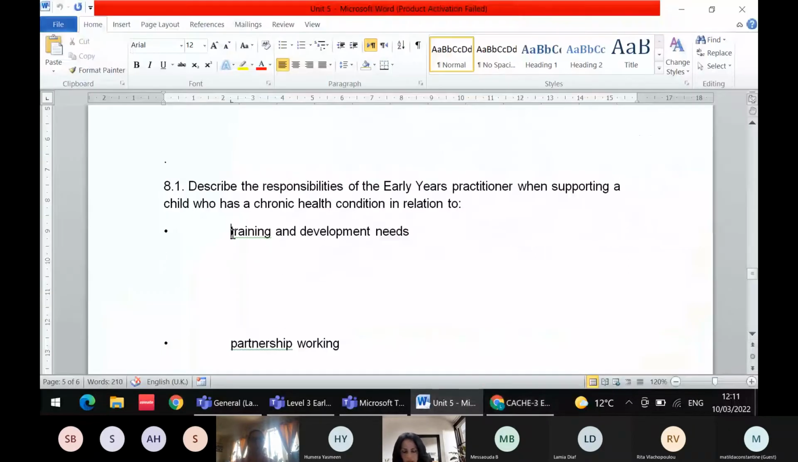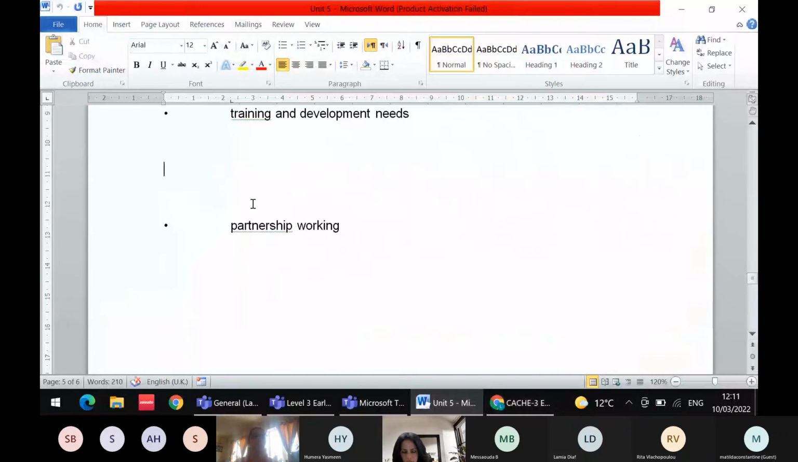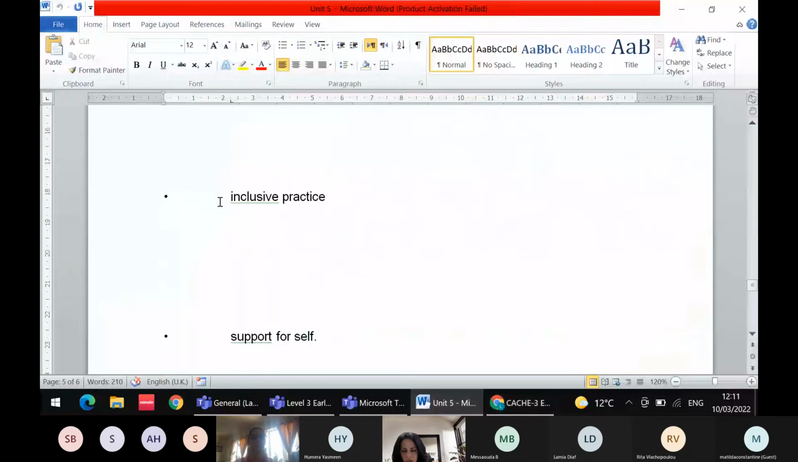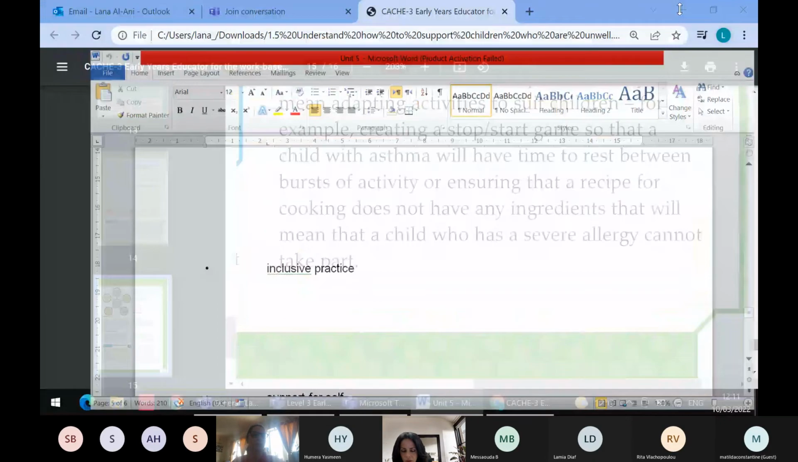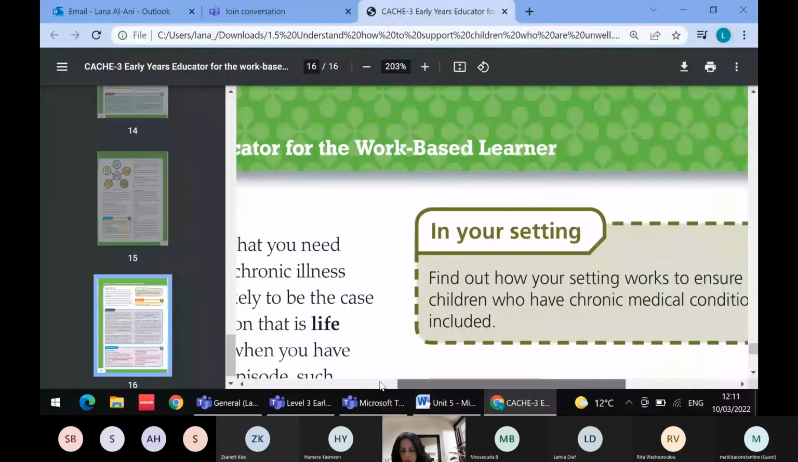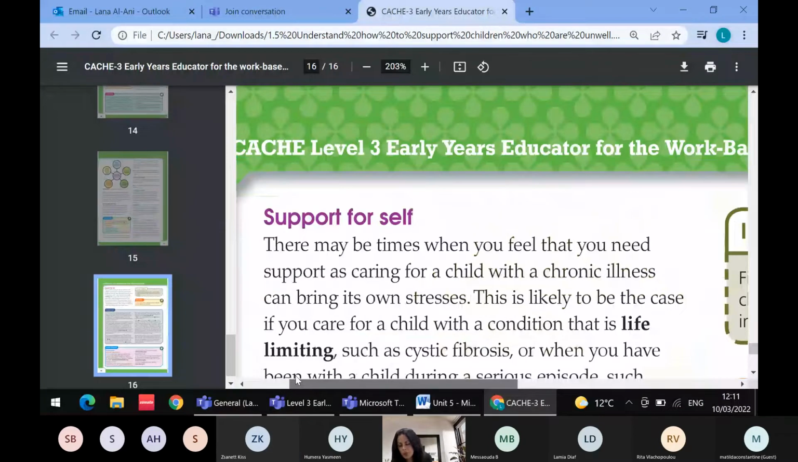So this is about training and development, which we just spoke about, partnership working, and inclusion in practice, which we also just spoke about. Now, supporting for self. Oh, this is the last one. So what is supporting for self? Let us go for supporting for self. What is supporting for self?